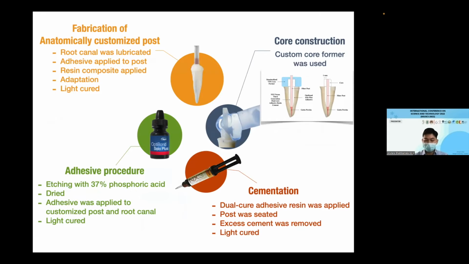Following that, a custom core former with a diameter of 3.6 millimeter, made from translucent polyvinyl siloxane, was used to build the core using the built-in FR fiber-reinforced core material.